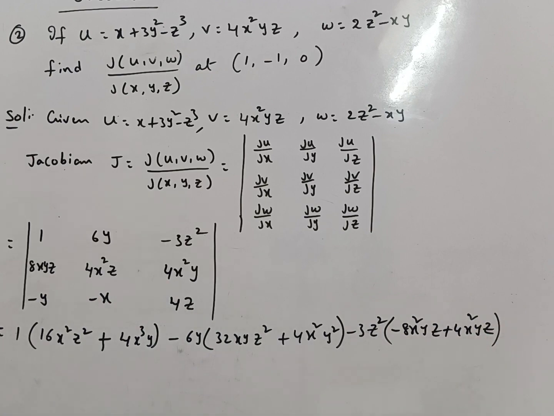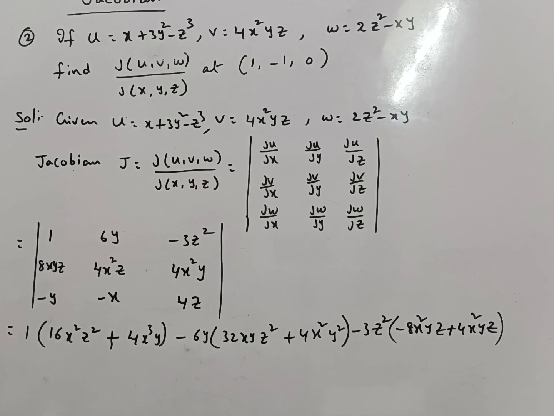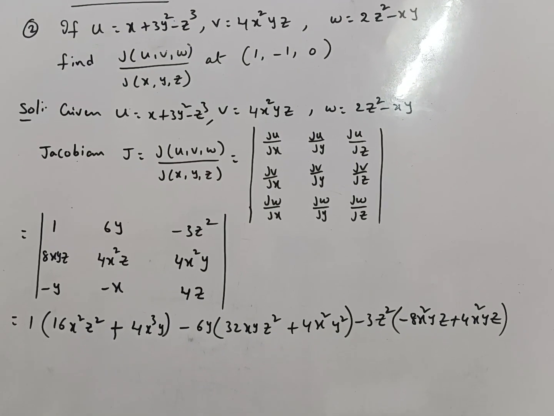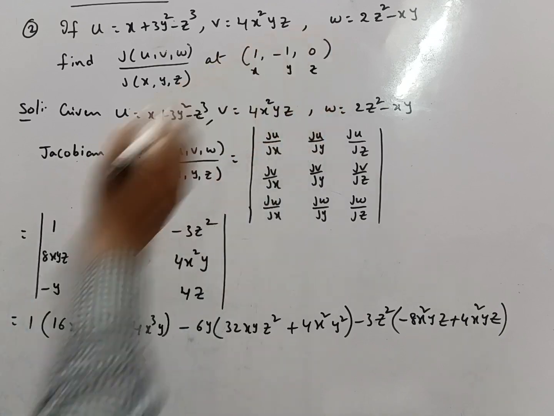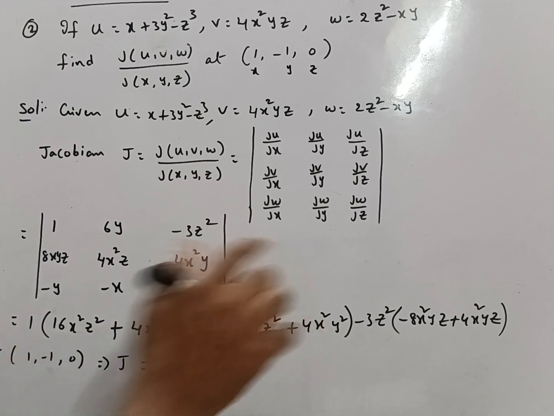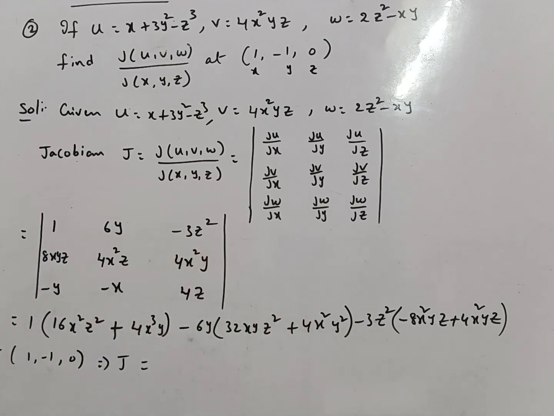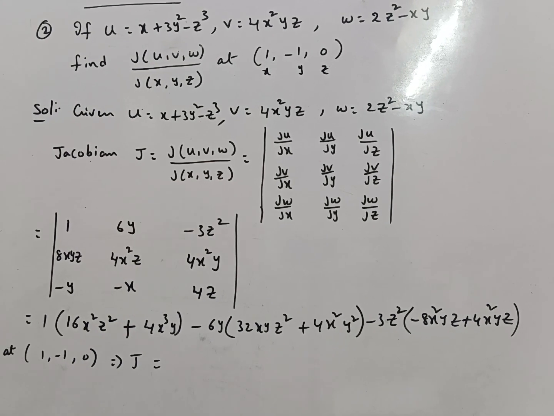So very lengthy it is coming. Now where do we have to find the Jacobian? At the point 1 comma minus 1 comma 0. So this is the value of x, this is the value of y, this is the value of z. At the point 1 comma minus 1 comma 0, J is equal to, if I substitute x is 1, z is 0, so here z is 0, this part becomes 0.